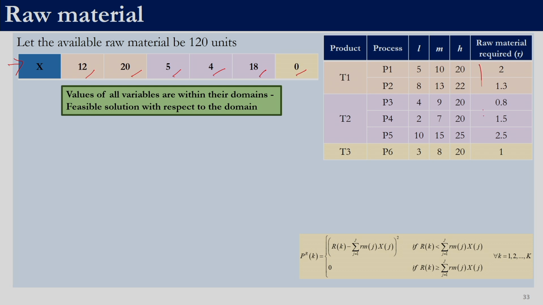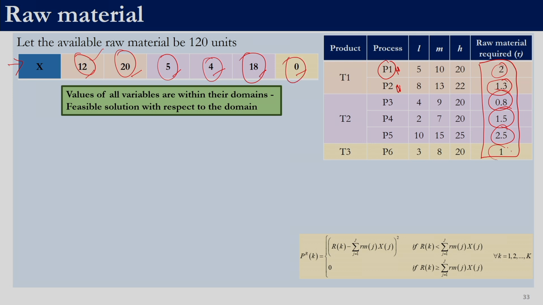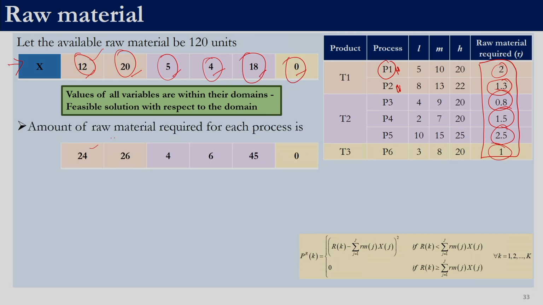And we know how much raw material is required for producing 1 unit from process 1. So, if we produce 1 unit from process 1, we require 2 units of raw material, right. If we produce 1 unit from process 2, we require 1.3 units. So, here we are producing 12 units, right. So, it will be 12 into 2, right, 20 into 1.3, 5 into 0.8, 4 into 1.5, 18 into 2.5 and 0 into 1. So, that is the raw material required for each of the process, right.